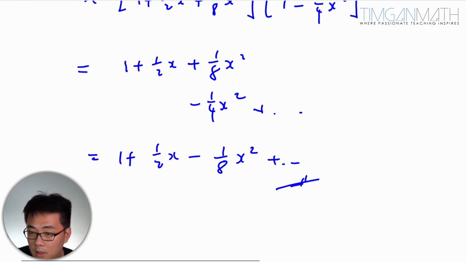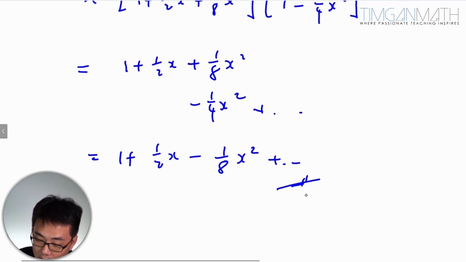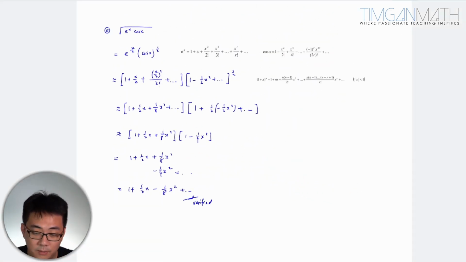So part 3 is just to show that you can also expand it using standard series. Okay, that's about it. I think it's pretty okay. Any questions or comments, please let us know, and I'll see you in the next question.